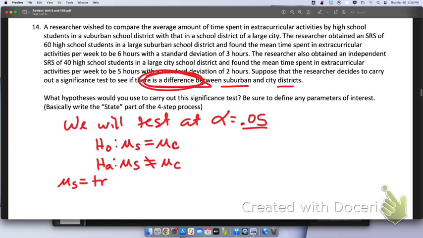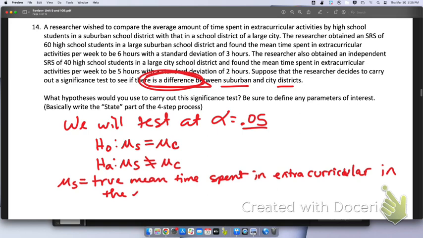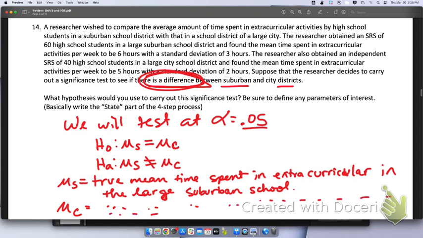Mu sub s equals the true mean time spent in extracurricular in the large suburban school, and mu sub c equals the true mean time spent in extracurricular in the large city school. Okay, you don't have to rewrite all that. You can use those little quotation or ditto marks.